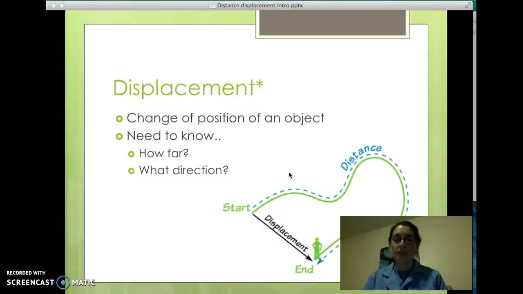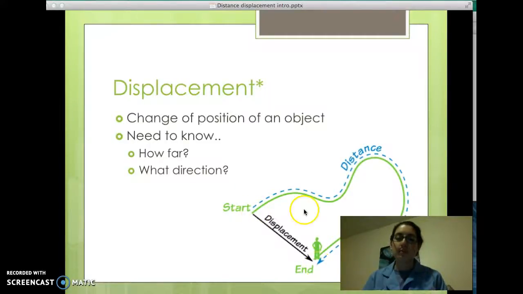Displacement is a little bit different. It might be a word you have not heard of before. It's the change of position, but it takes into account how far you went and what direction you went. So if you look at this image down here, here's the start, and this person, they traveled the green line all the way around. They went on a nice walk, but the displacement is the quickest way to get from where you started to where you ended. So it's the direct line that connects the 2 points.